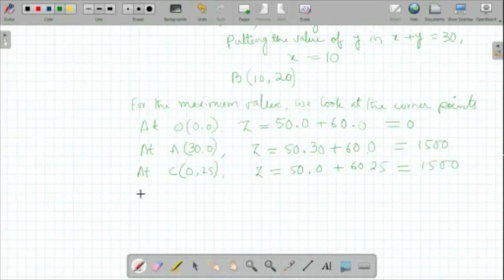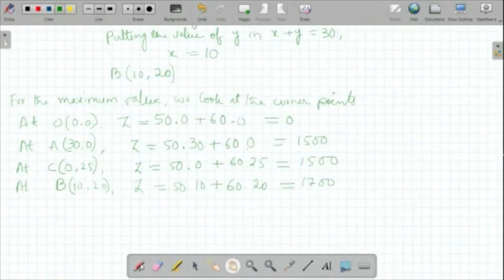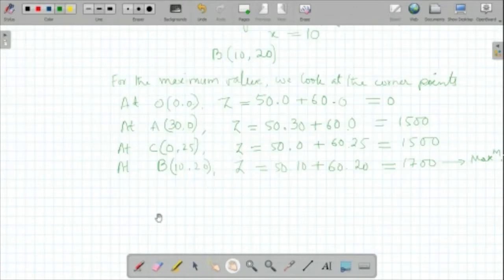Now again, what is the point left? At b. What is b? 10 comma 20. What is the value of that? It will be 50 times of 10 plus 60 times of 20, right? And which will give 1700. And out of these 4, which one is the maximum? This one is maximum, right?